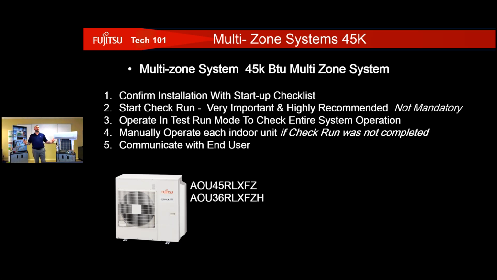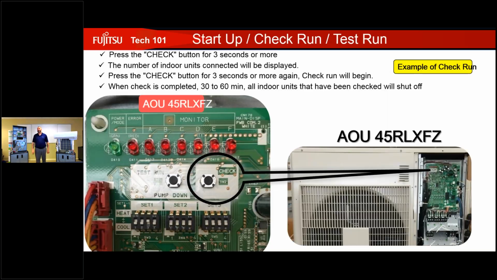the end user. You see the pattern, no matter what it is, we always want to confirm our startup checklist, make sure that we have it done to our standards, to Fujitsu standards, start our check run or test run or both, operate in each mode to make sure that everything is operating properly, then manually operate each indoor unit, then communicate with the end user. If you follow all of these guidelines here, you're never going to get that nuisance callback. You're only going to get a callback if something actually did go wrong with the system.